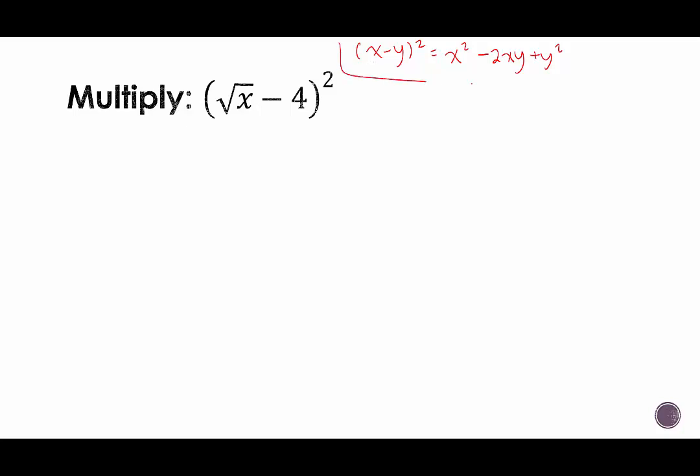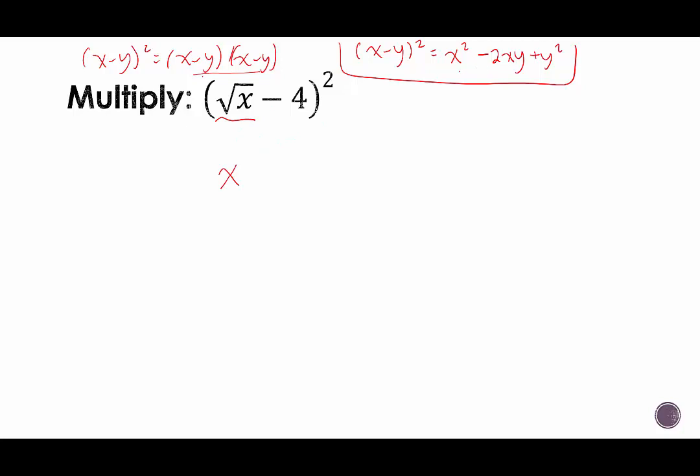So either you know this formula, or you would just write it x minus y squared is the same as x minus y times x minus y. So those are your two options. You can expand it and then do the distributive property from here, or we can just use the shortcut. We're going to go ahead and just use the shortcut and make our lives simpler. So it's going to be the first term squared. The square root of x squared is x.